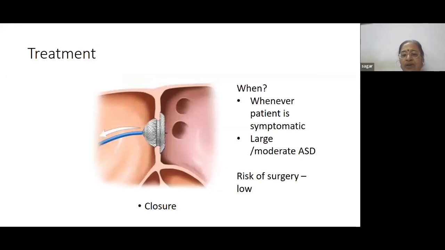Now, what is the treatment for an ASD? When do you treat a patient? The treatment is closure. You can close either surgically or you can do an umbrella closure. When do you treat? Whenever the patient is symptomatic, go ahead and treat. Large and moderate ASDs definitely require a treatment, because otherwise they'll become Eisenmenger's. The risk of surgery is very low. So please go ahead and operate whenever you want.